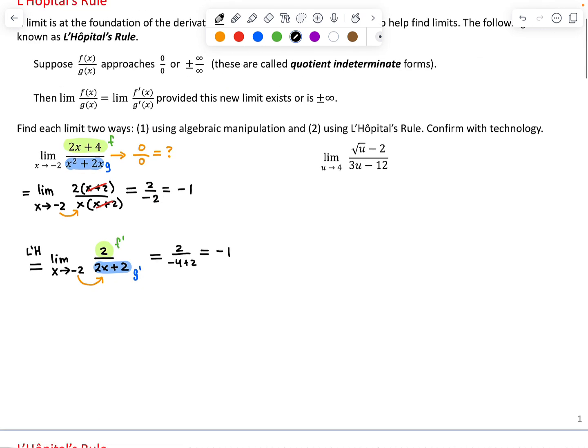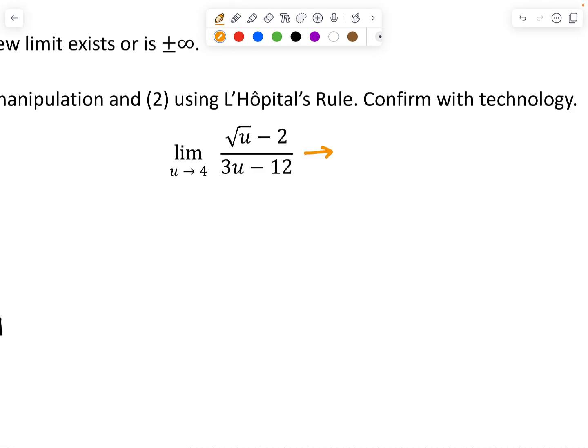In the second limit on this page, as u approaches 4, the numerator approaches square root of 4 minus 2, which will be 0, and the denominator approaches 12 minus 12, which is also 0. So again, a quotient indeterminate. Let's do L'Hopital's rule right away.